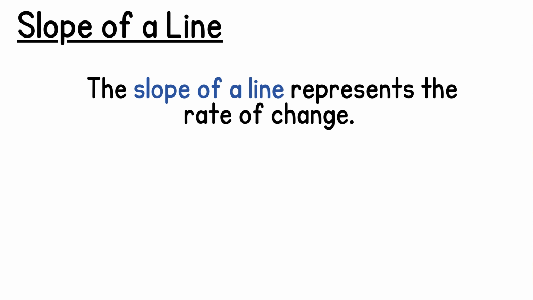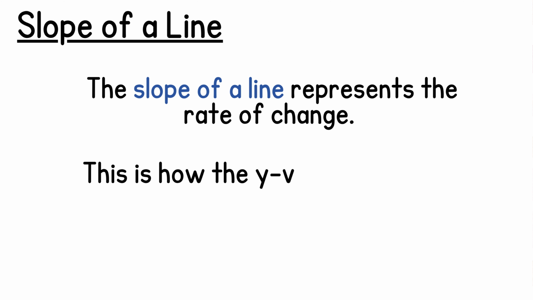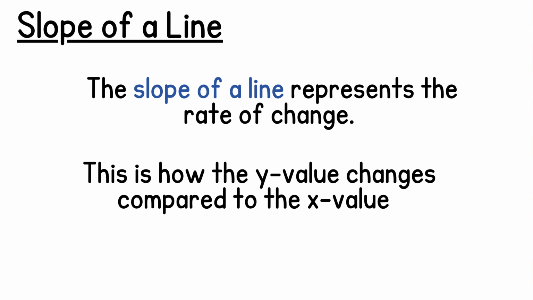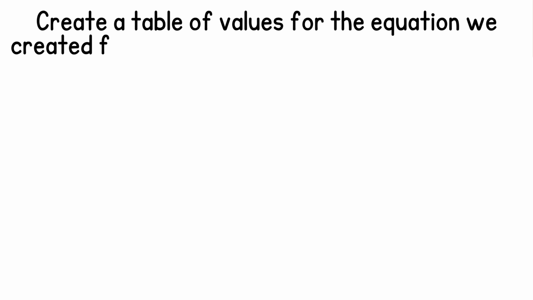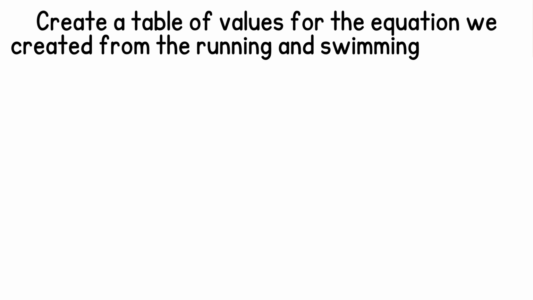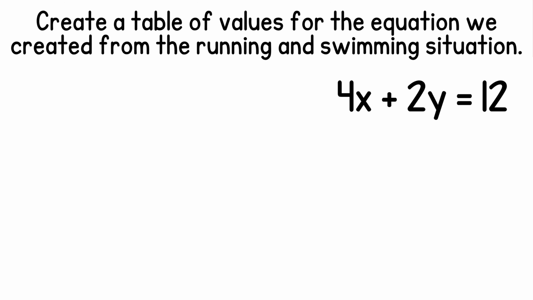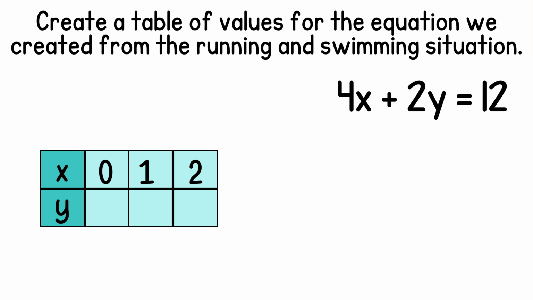Now let's look at the slope of a line. The slope of a line represents the rate of change. This is how the y value changes compared to the x value. So now let's go back to our example and find the slope of that situation. We'll create a table of values for the equation we created from the running and swimming situation. Using a table is one way to find the slope. So we know that the equation we created was 4x plus 2y equals 12.